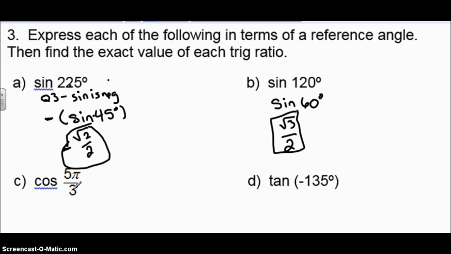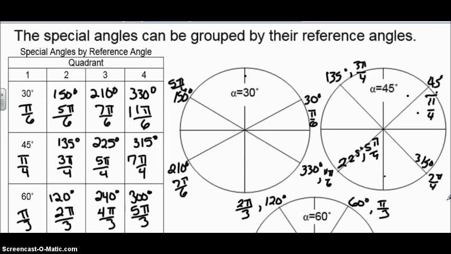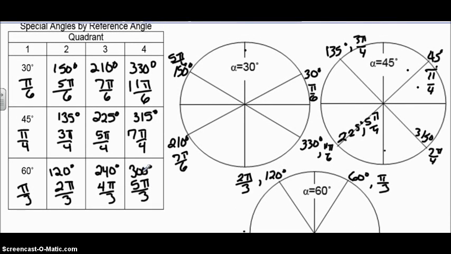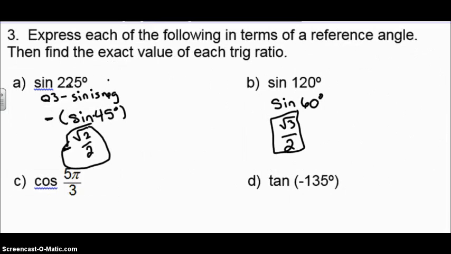Cosine of 5 pi over 3. Let's see, 5 pi over 3. Where did it go? Ah, that's right, it was part of our 60 degrees. 5 pi over 3 has a reference angle of 60, and it's in the fourth quadrant. 5 pi over 3 was with 60. So cosine of 60 degrees, and cosine in the fourth quadrant is positive. So we know that that's just going to be 1/2.